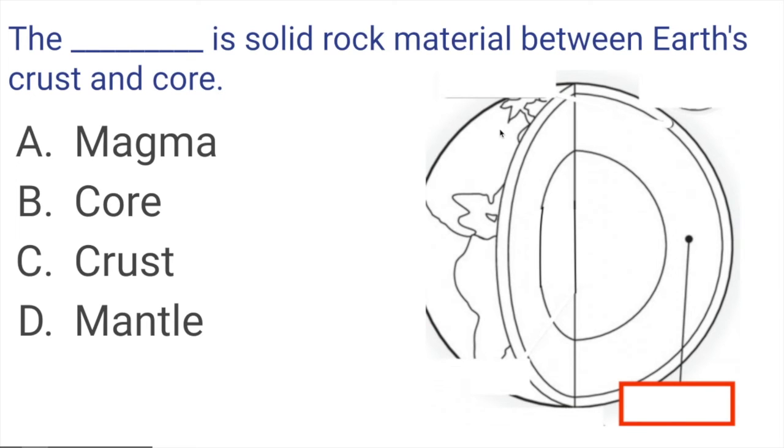Now let's move down a layer. Next layer, this inner layer that we see here, is solid rock that is between the Earth's crust and the core. What is the name of the rock material that is between the crust and the core? Is it magma? Is it the core? Is it crust? Or is it mantle? If you said mantle, that is correct. The mantle is the solid rock material between the crust and the core.